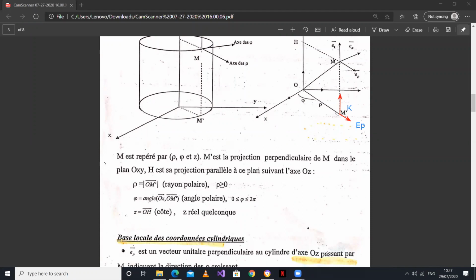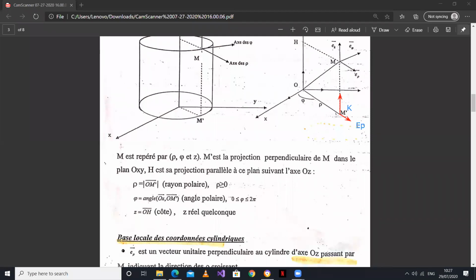So we said OM is equal to OM prime plus MM prime. Now, OM prime is equal to what? OM prime is equal to rho, as we saw from here. Rho simply shows you the distance OM prime, the size of OM prime from there to there. So the vector OM prime is going to be equal to rho, its magnitude, following E rho. E rho is giving us a direction.